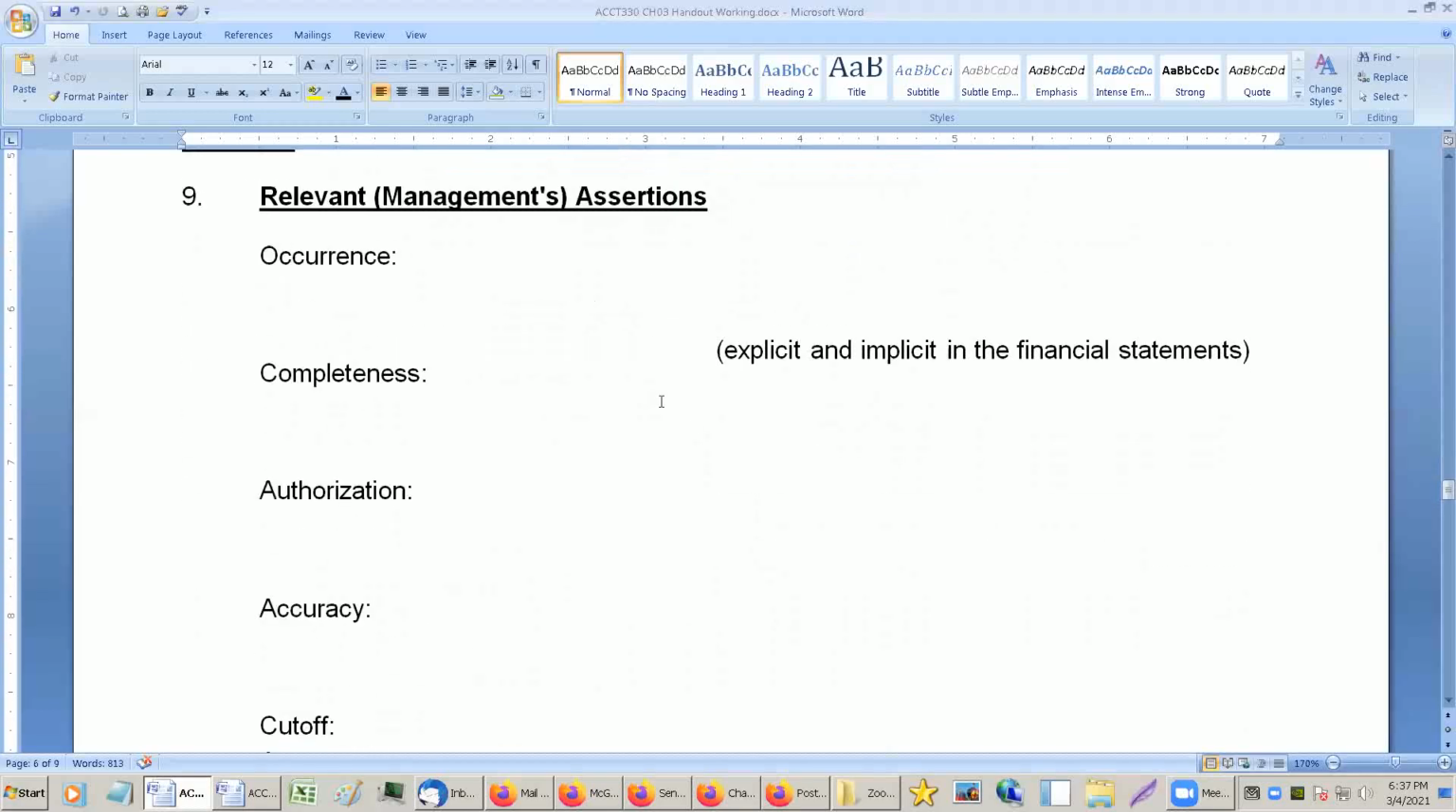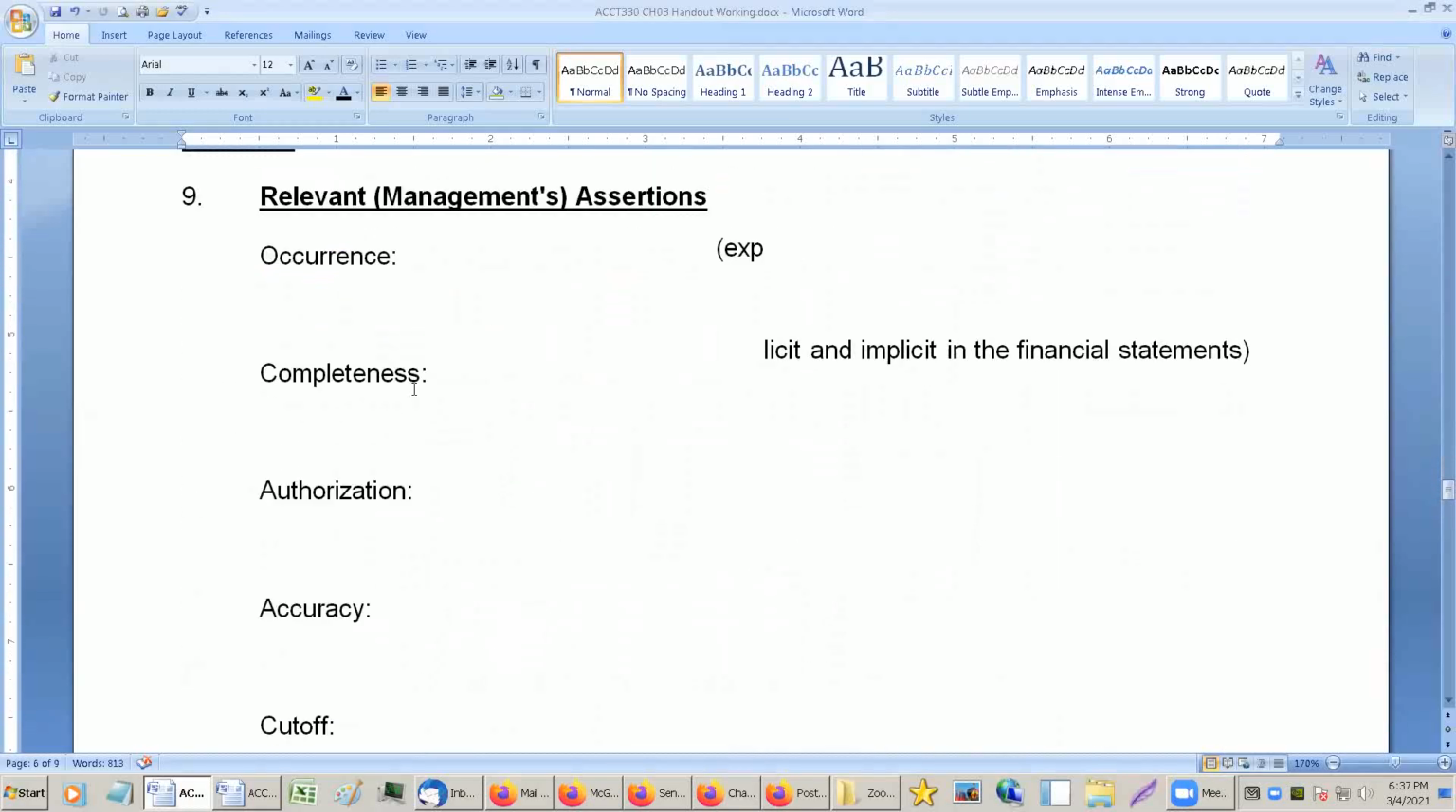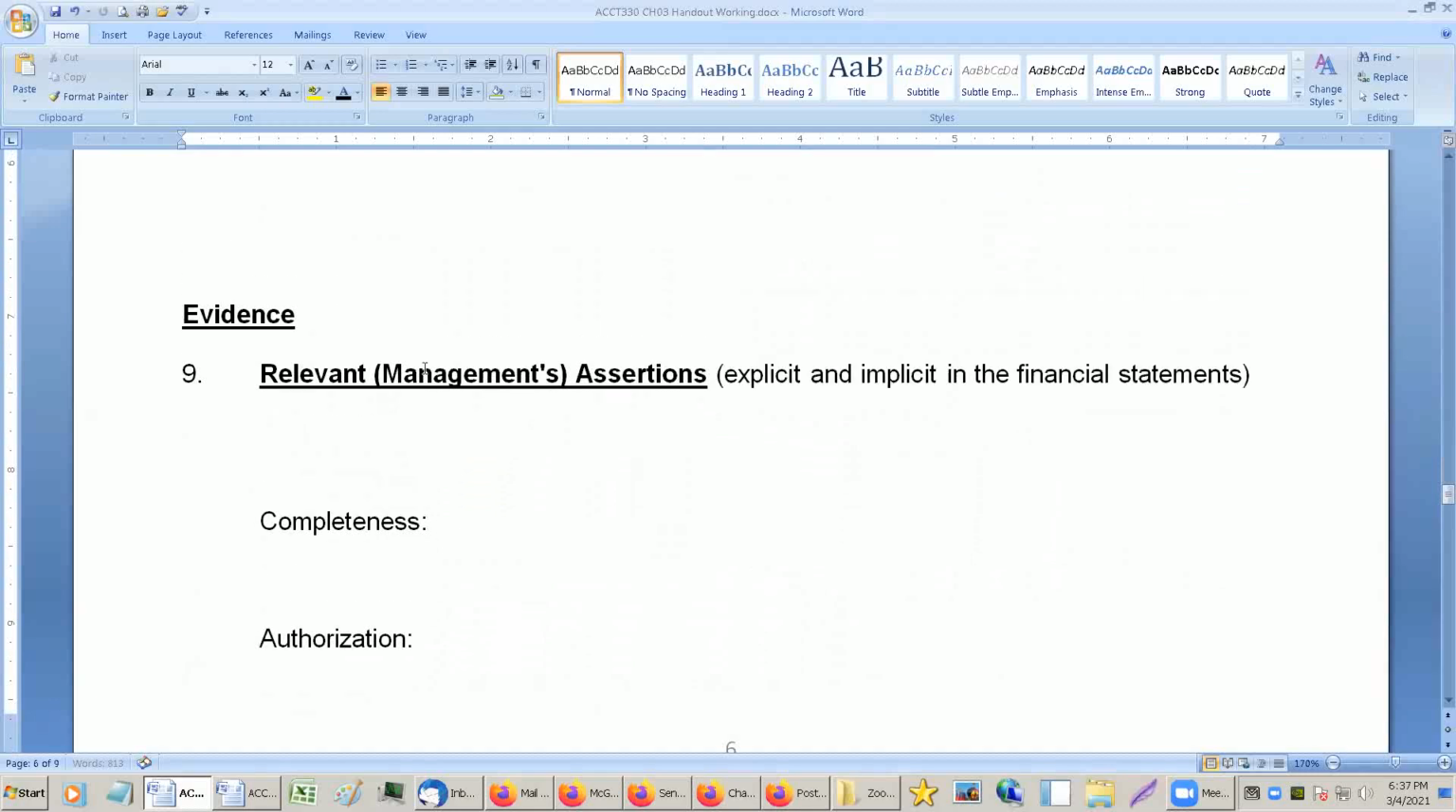And relevant assertions. I'm going to do a bunch of spacing here to get this all on the same page.